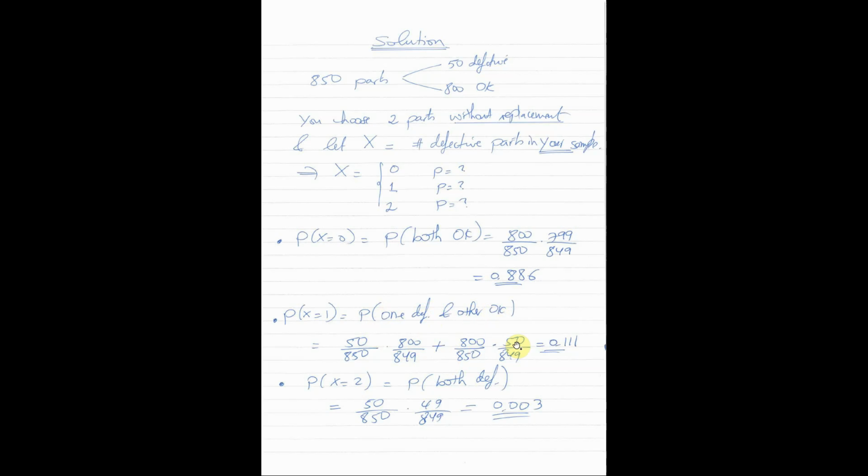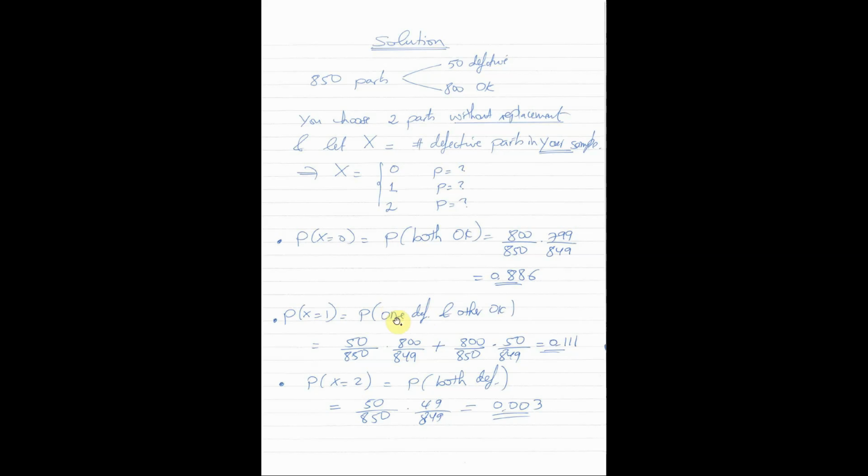I mean, if you choose a sample of two items, how can you possibly get one of them defective and the other one okay? This could happen if the first one that you choose is defective and the second okay, or if the first one is okay and the second defective. Both of these cases lead to one defective and the other okay. This is the meaning of x equals 1. Remember, x was the number of defective parts, just the number of defective parts, regardless of whether it was the first or the second. So that's why to calculate the probability that x is equal to 1 here, we have to add up two cases.